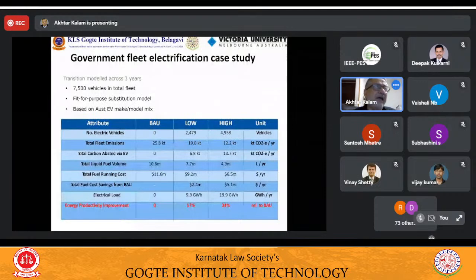Now we are looking at government. Government is the best place because government has got a lot of fleet, and government has already started the transition. They've got 7,500 people, and they are now looking at increasing it, all to go with either electric vehicles or no electric vehicle. If they go with no electric vehicle, these will be the impact, as related to business as usual, or look at the electric load.